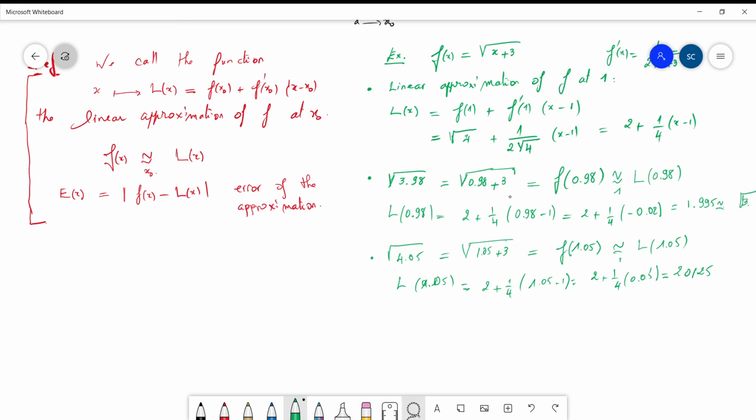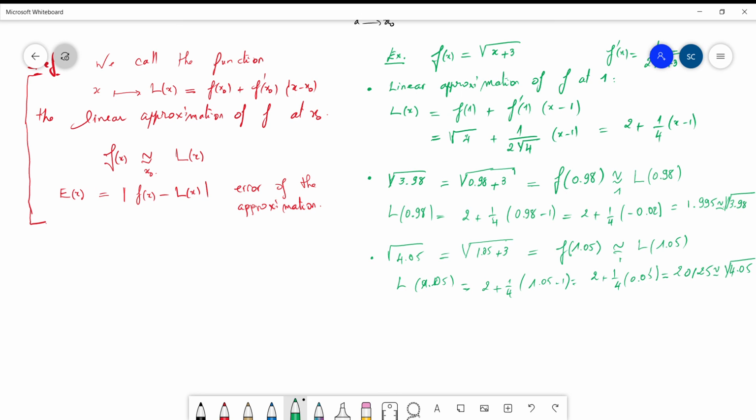So this is the approximate value of the square root of 3.98, and this one is the approximate value of the square root of 4.05. So yes, this is the main point.